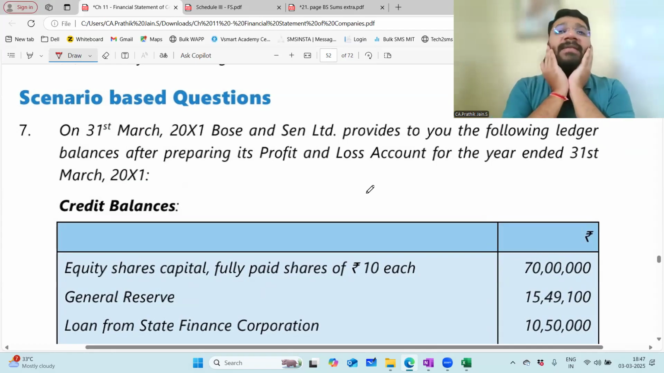7th question, please. If you have the book, you can take your exercise question. We have a total of 6 questions in your illustrations, and we have a couple of questions in the book back exercise. So this is an exercise question, the 7th one.